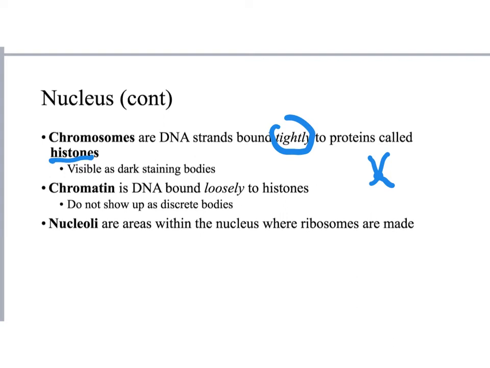But sometimes the genetic material is not that tightly wound. It's more loosely bound to the histones, and it doesn't change the genetic material, but it would change the appearance if you looked under the microscope after staining. When it's loosely bound instead of tightly bound, instead of calling it chromosomes, we call it chromatin. And nucleoli are dark spots within the nucleus, and that's where ribosomes are being made, so that proteins can be made inside the nucleus as well.